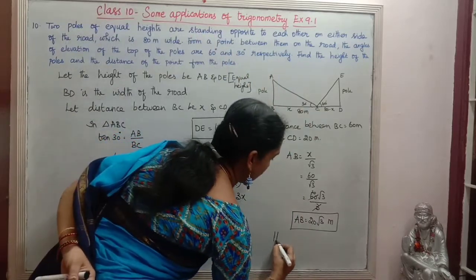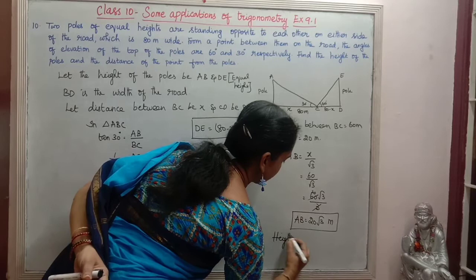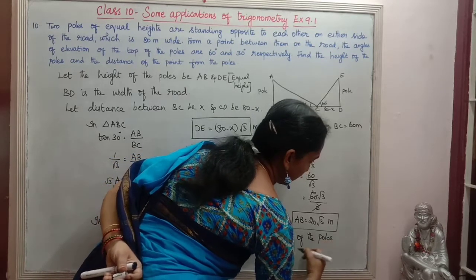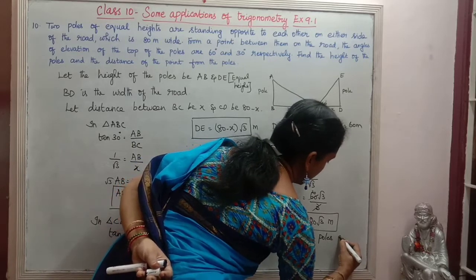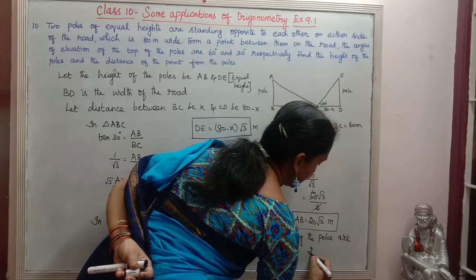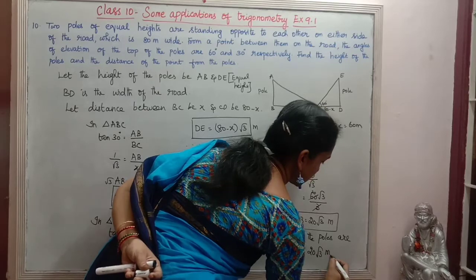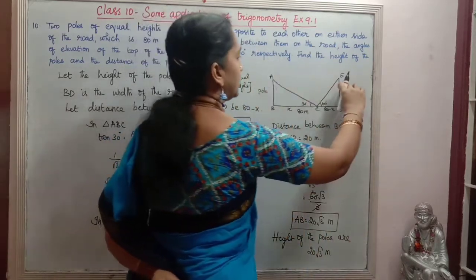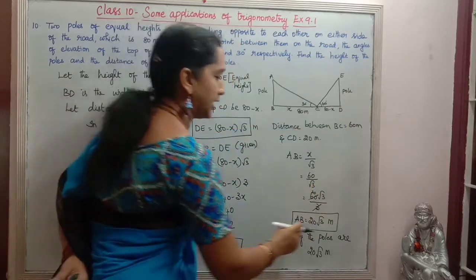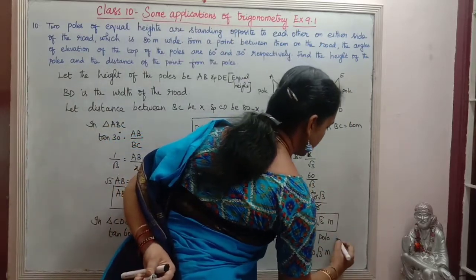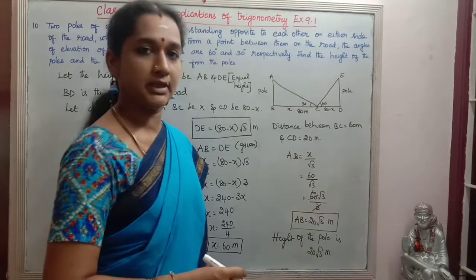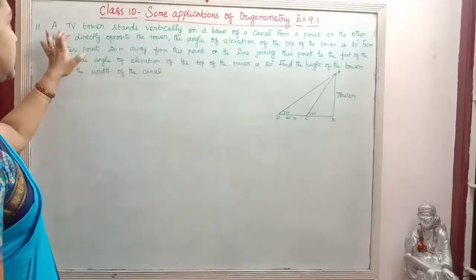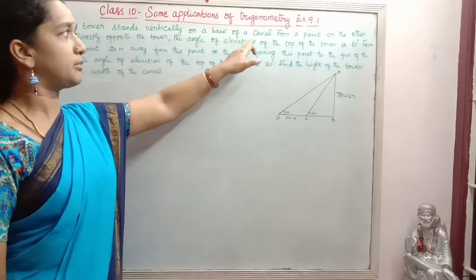That is, the height of the poles. Since both are equal, we can write the height of the poles is 20 root 3 meters. The height of each pole, AB is equal to 20 root 3 and DE is equal to 20 root 3 meter. Okay, understood? Next sum is, a TV tower stands vertically on a bank of a canal.